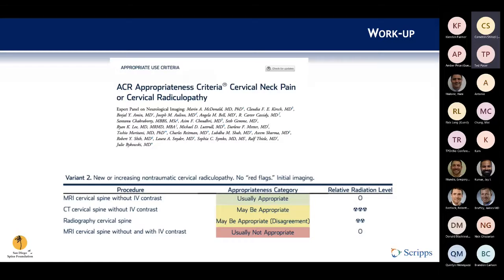Now we are going to switch over to imaging and what you should order, what's indicated, when it's indicated, and how it's useful in the workup of these patients. We'll start with the cervical spine.